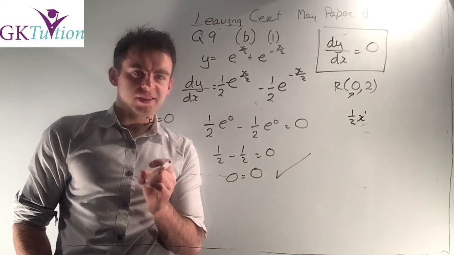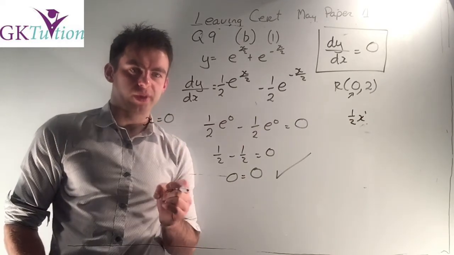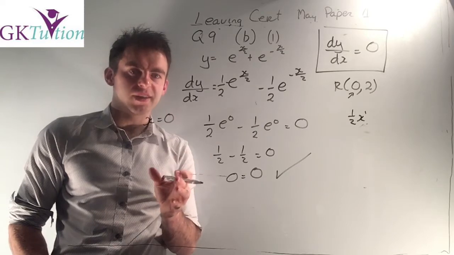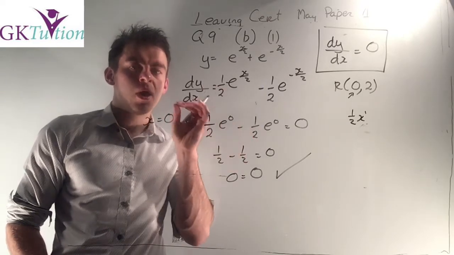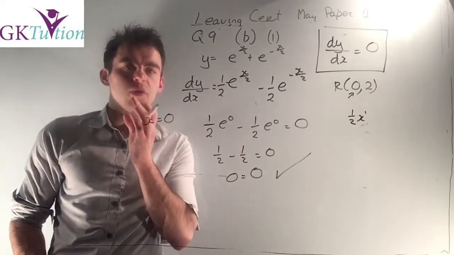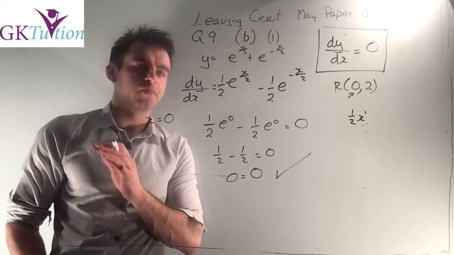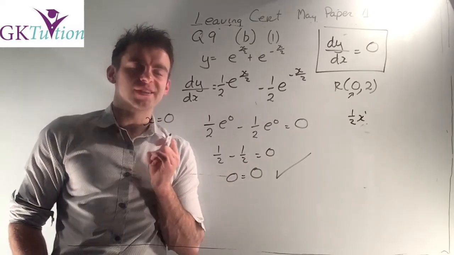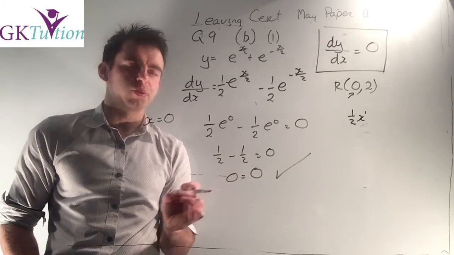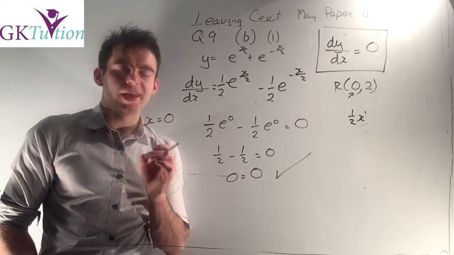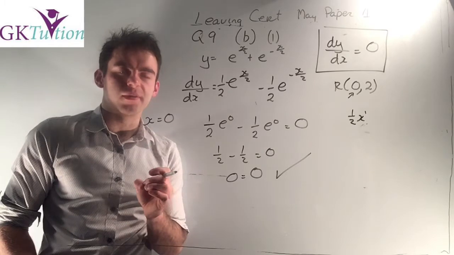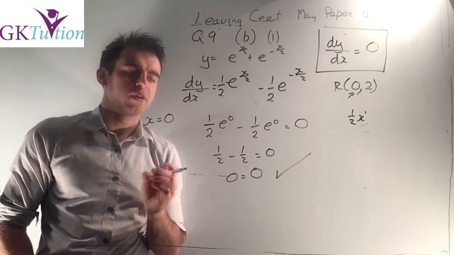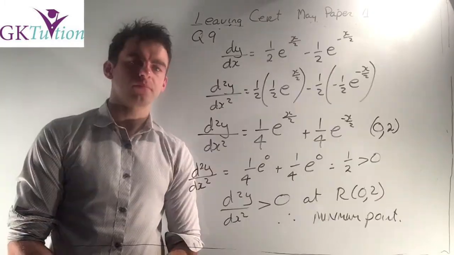That doesn't necessarily mean that it's a minimum point. So if you're asked to get a turning point, a maximum or a minimum, always verify, always prove that it's a minimum point. You only get 8 out of 10 for that. We now have to get the second derivative, and in order to prove that this is a minimum point, you have to prove that the second derivative is greater than 0. So let's now finish the question off.